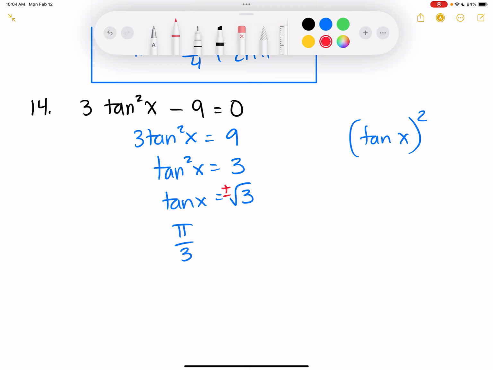So the tangent of x equal to positive square root of 3 is pi over 3. The tangent of x equal to negative square root of 3 is where? Do the first one as you're going around the unit circle. 2 pi. Yes, 2 pi over 3.